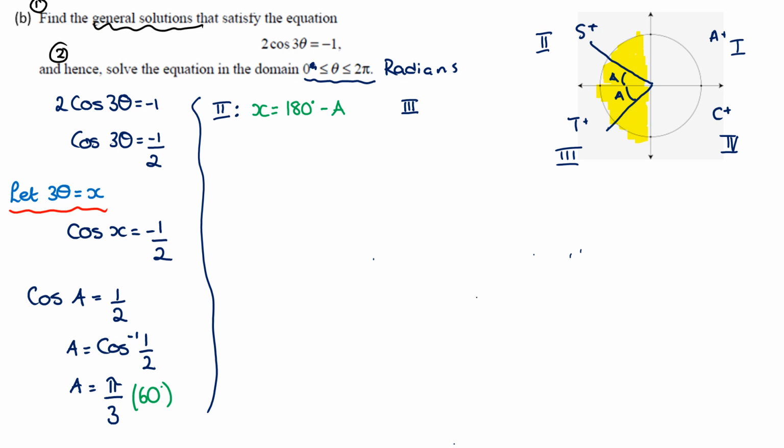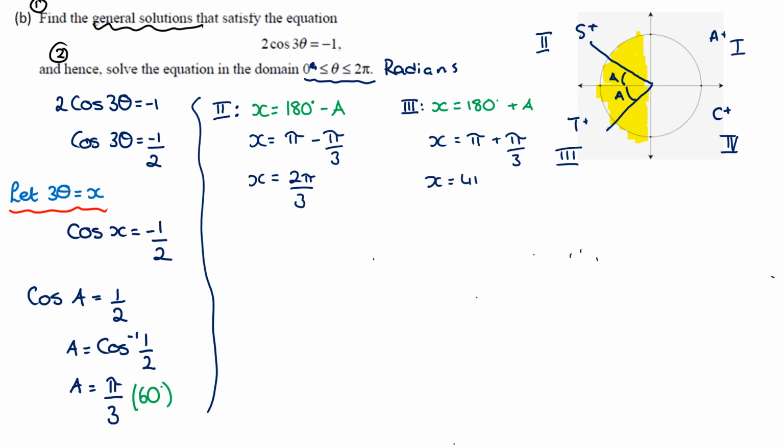So what does that mean for working in radians? Well, x is going to be 180 degrees, which is pi, minus pi over 3. So x then gives us 2 pi over 3. Over here, to get quadrant 3, x would actually be 180 degrees plus a. That means x will be pi plus pi over 3, which is 4 pi over 3. And there are two answers, but we can then get as many answers as we want.